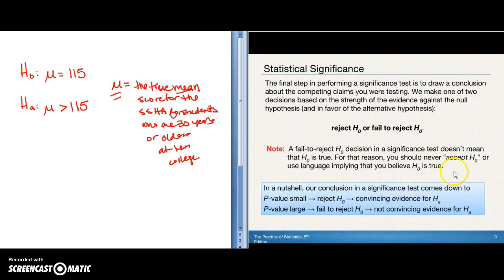So again, in a nutshell, what does this p-value mean? When your p-value is small, you reject the null. There's convincing evidence for the alternative. When the p-value is large, you fail to reject the null. There is not convincing evidence for the alternative. This is a huge piece of it. This is huge. You want to look that over and review that a few times.